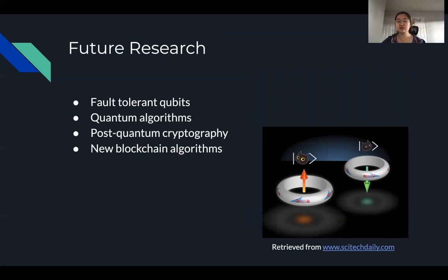So lastly, some of the future research in the area of quantum computing could be fault-tolerant qubits, as well as quantum algorithms. With regard to the specific application of quantum computing to blockchain, it could be leveraging post-quantum cryptography, as well as newer blockchain algorithms, such that the ledgers would still be quantum resistant, and to build these newer blockchain implementations.